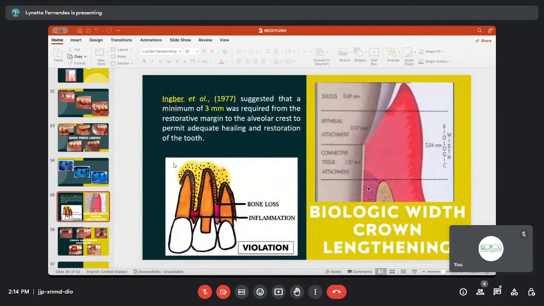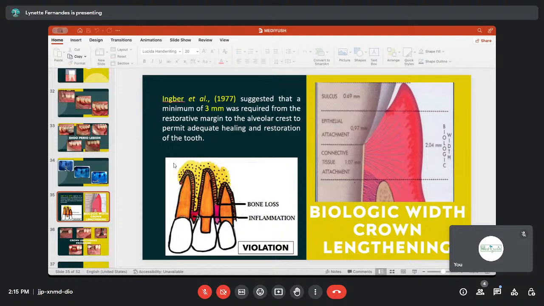So what is biological width? This biological width is a concept wherein we see the epithelial attachment and the connective tissue attachment adding up to approximately 2.04 mm. So when we place the new crown, from that level to the bone level, Ingber et al. said that there has to be 3 mm. So your restorative margin, your new crown, to your bone level should be at least 3 mm. That is biological width 2 mm plus 1 mm for sulcus, he says. So he says it has to be maintained.